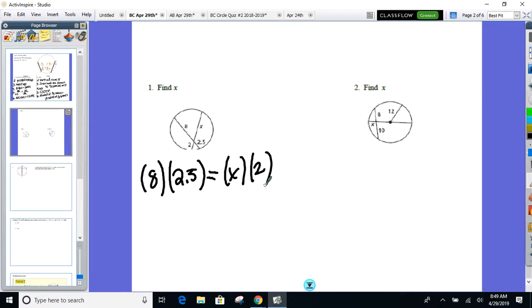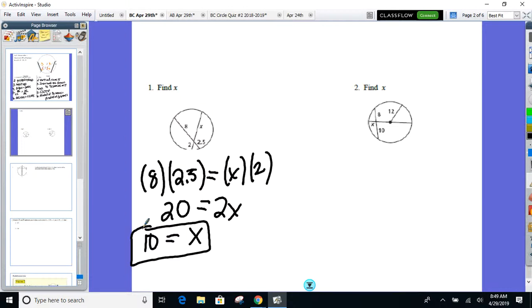Oh boy, what do I have here? Something equal to 2x. 24? 20. Got me there. So x equals 10. Any question on this theorem before we raise the level here now? On number 2.